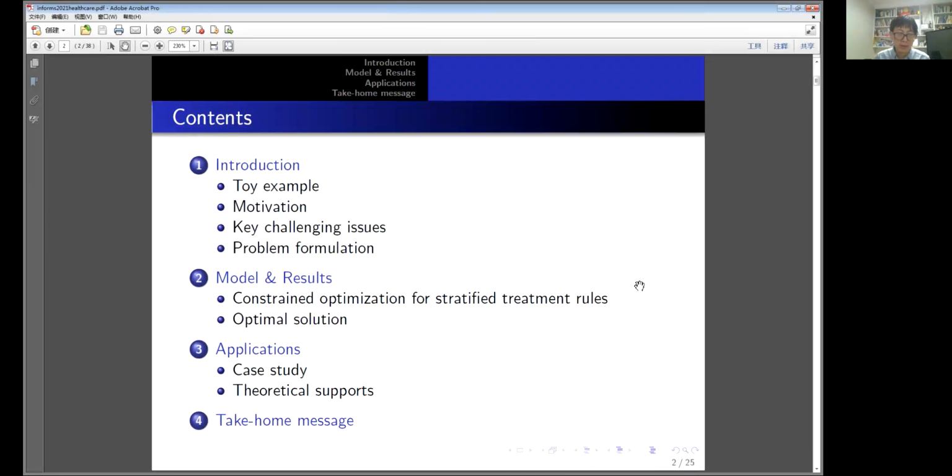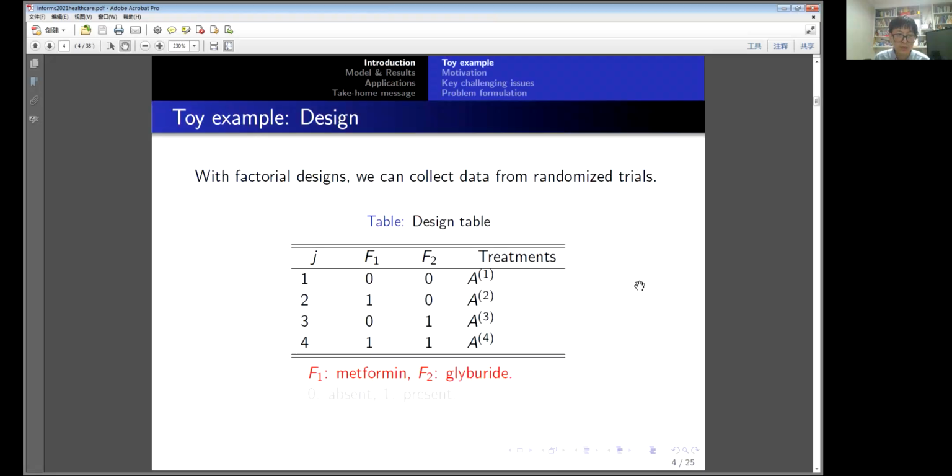My contents are outlined as follows. The first part is the introduction, then the model and results. The third part is the application, and finally, I give some take-home messages. Now let's go to the first part.